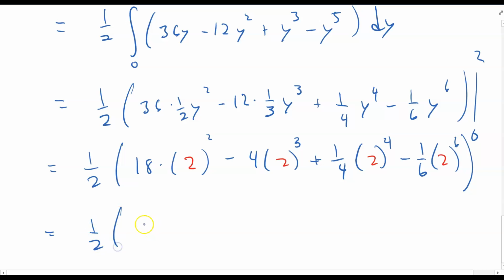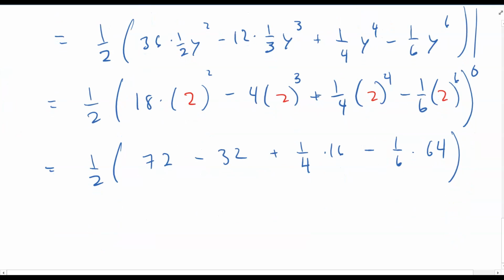So we get 1/2 times, we're going to have 18 times 4, which is 72, minus 4 times 8, which is 32, plus, let's just write these next couple out, 1/4 times 16, minus 1/6 times 64. 2 to the 6th power is 64. Alright, and the rest of that's just to clean up. Okay, I'm not going to spend any more time, but you can pause the video and go through and check the adding and subtracting these quantities here on the inside and working with the fractions. You get 1/2 times 100 over 3, and if you simplify, 2 goes into 100 50 times. So the final answer will come out to 50 over 3.